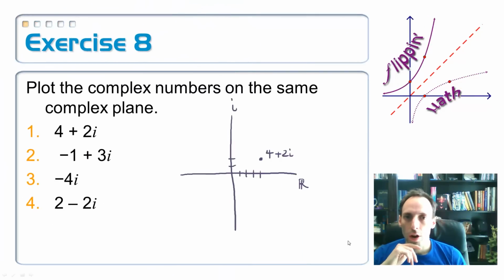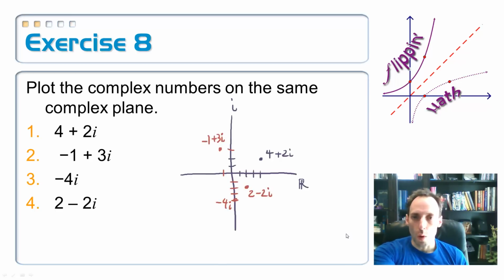Plotting these numbers on the complex plane, on the same complex plane, here are your answers. Voila. I did them in red this time to make the picture really pop. Okay, so we've got -1 on the real axis, up 3i, so -1 plus 3i. Then I've got a pure imaginary number with -4i, just down 4 on the imaginary axis, and then 2 minus 2i, right 2, down 2. It's like the coordinate 2, -2.